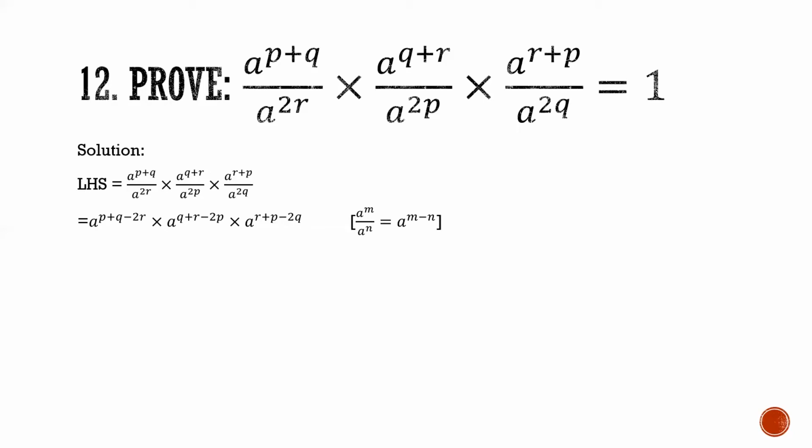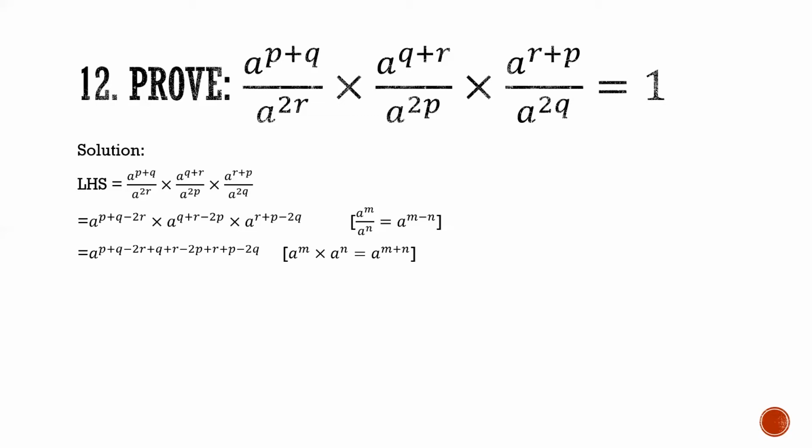As no calculation can be done in the powers of each term, we can apply the next formula. As we have the same base in all the three terms, and there is a multiplication sign between them, we can apply the index law of multiplication, that is a to the power m into a to the power n is equal to a to the power m plus n. As we have three terms, three powers will be added, that is a to the power p plus q minus 2r plus q plus r minus 2p plus r plus p minus 2q.